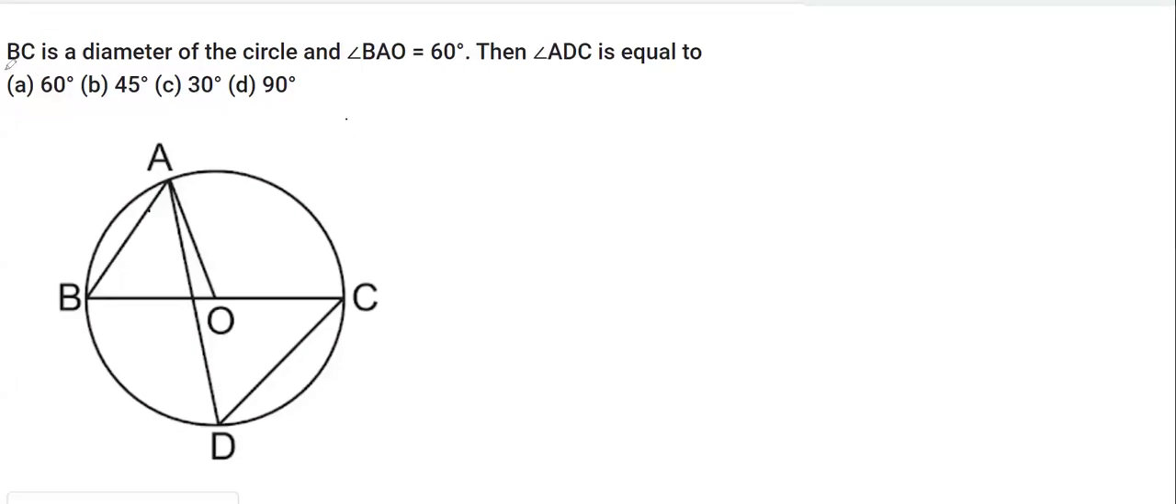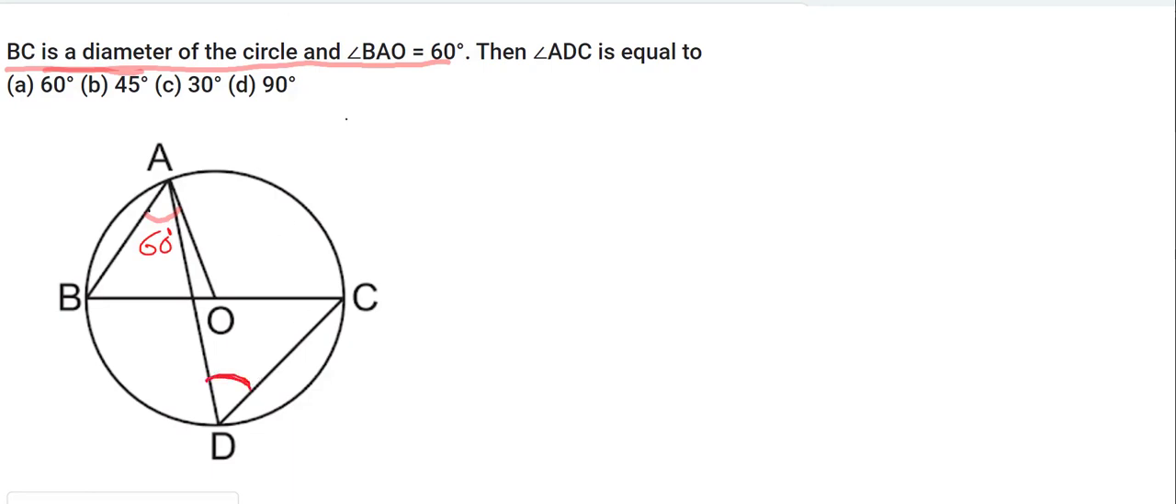In the next, we have a figure where BC is given the diameter of the circle, and further we know the value of angle BAO. This angle is given as 60 degree. So we know the value of this angle as 60 degree. And then we have to find the measure of angle ADC.